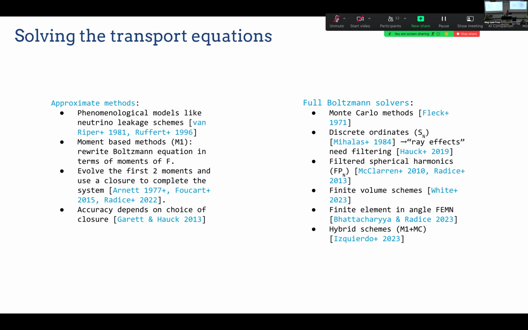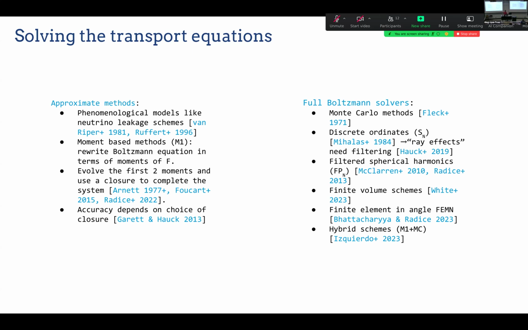For instance, you have Monte Carlo methods. You have the method of discrete ordinates, which discretizes the angular part of these equations in discrete bins in angle. You can also use spectral methods, a different way of discretizing angle, where you use real spherical harmonics as basis functions in angle. You can also have finite volume schemes; in fact, there is a project inside AthenaK which uses this. And finally, you have finite element in angle, sometimes called FEMN.